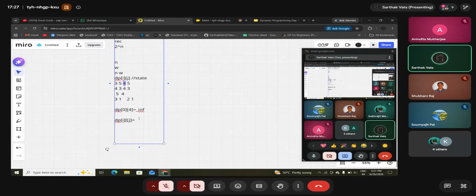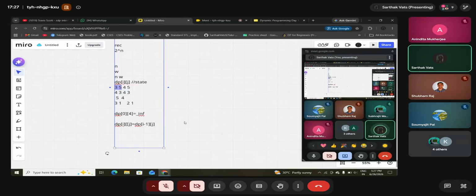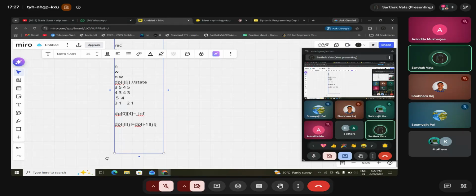then basically the profit is not going to change, right? And what would it be? So this would just be dp of i minus 1 and j. If I'm not going to take this, then before it, what was the maximum profit I had? So that's just going to remain the same, right? So this is one case.